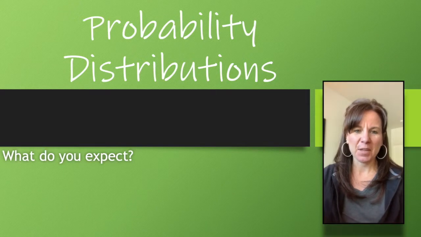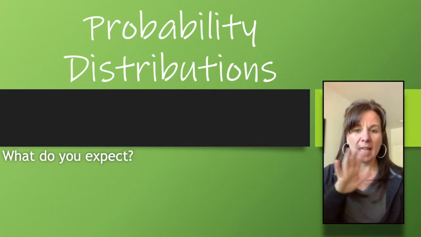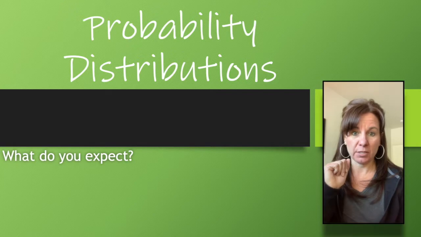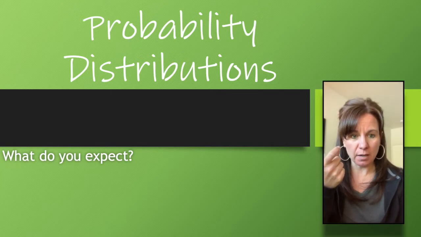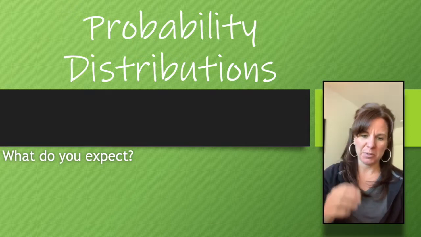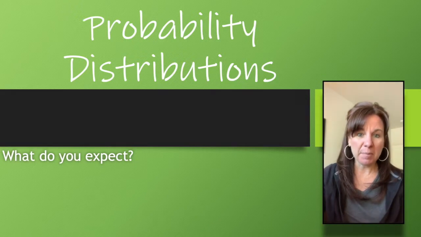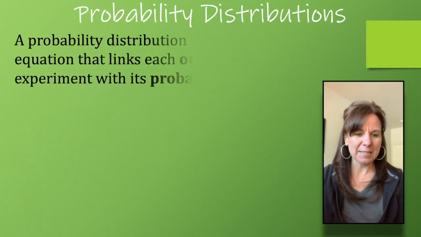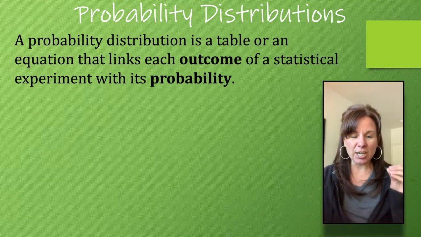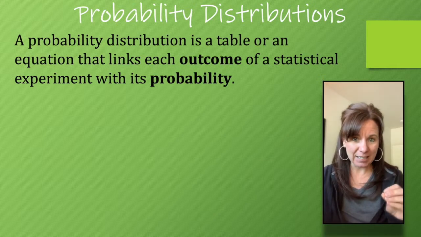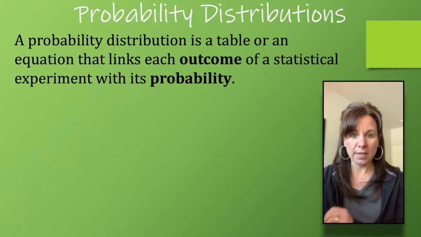Hey, welcome back. So we've done a unit on probability and we've done a unit on frequency distributions. Now we're going to combine those two concepts and we're going to talk about probability distributions. So a probability distribution is a table or an equation that links each outcome of a statistical experiment with its probability. Let me show you an example.